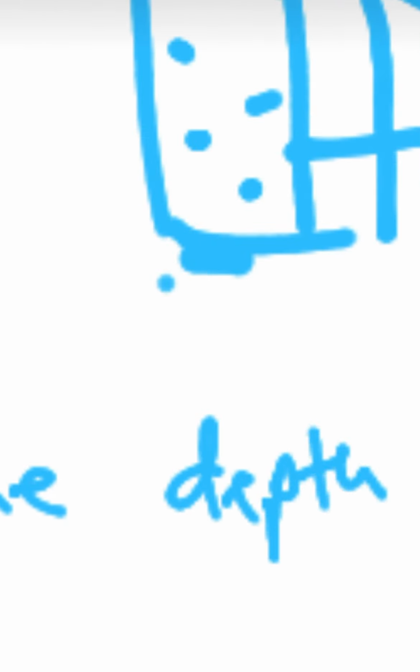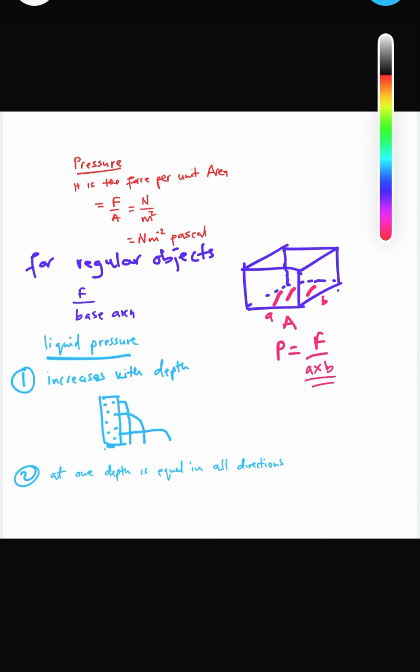Aspect number two: pressure at one depth is equal in all directions. So that's pressure at one depth. Pressure at one depth will be equal in all directions.